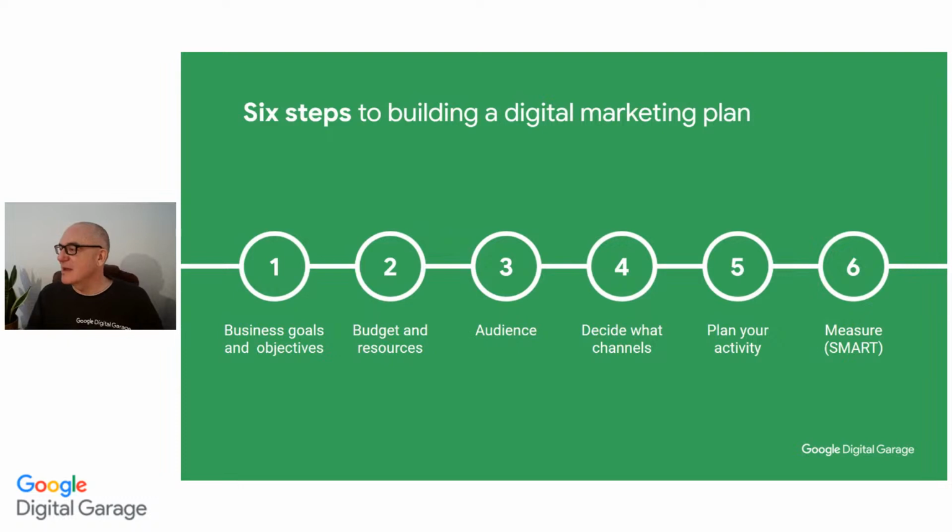Then we're going to be measuring through those SMART goals that we've built in step 6. And then essentially for the next campaign, we're going to be going back to the beginning and doing it all again. That's one of the things to really bear in mind about a digital marketing plan: it's an iterative process. What that means is you need to do it again, and again.